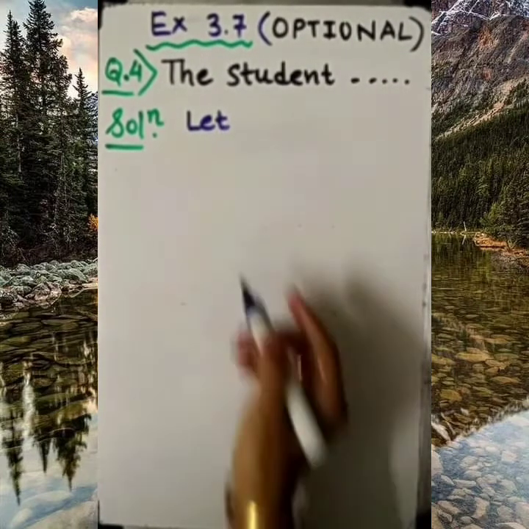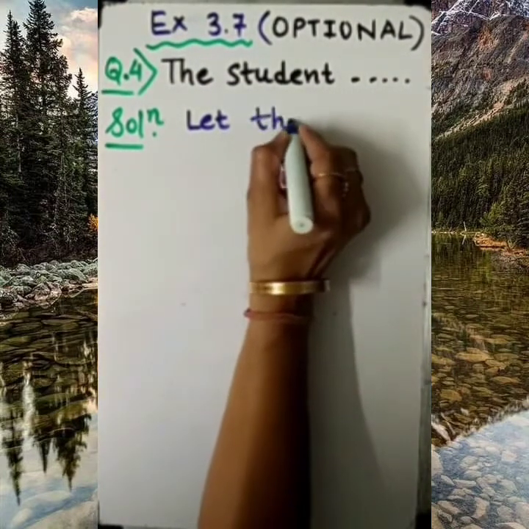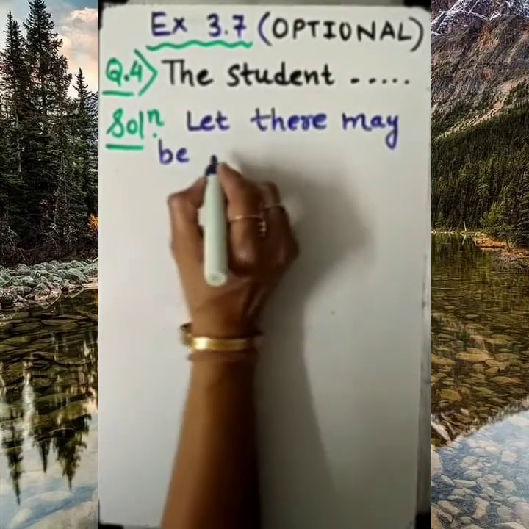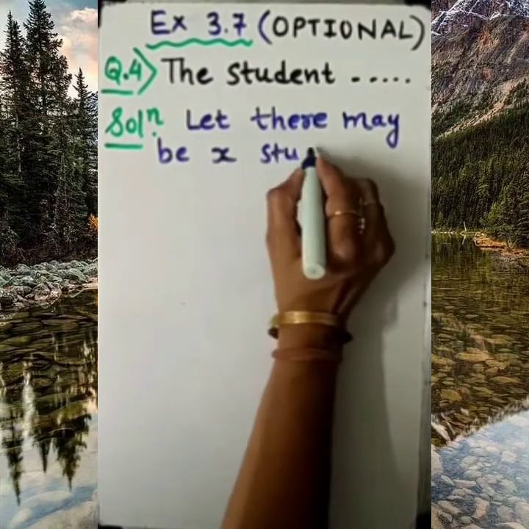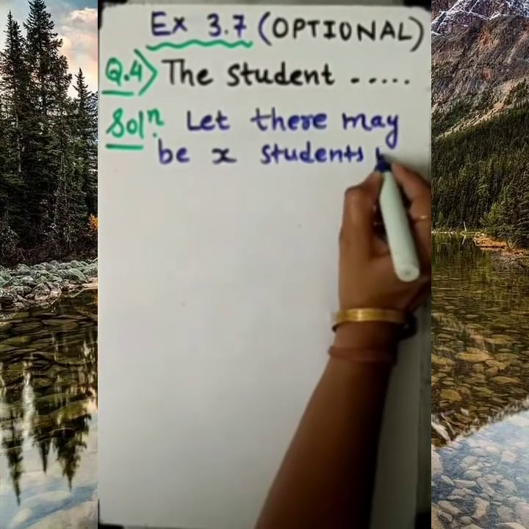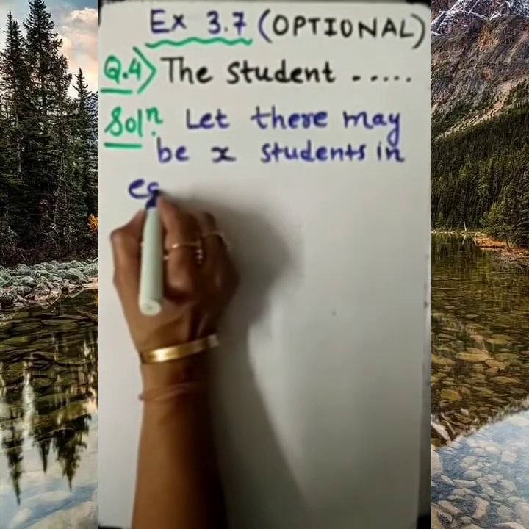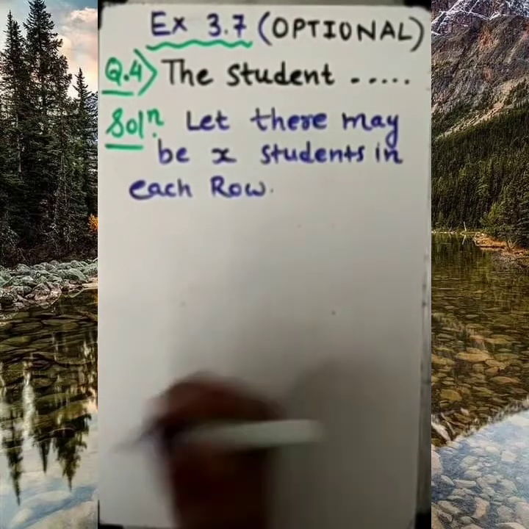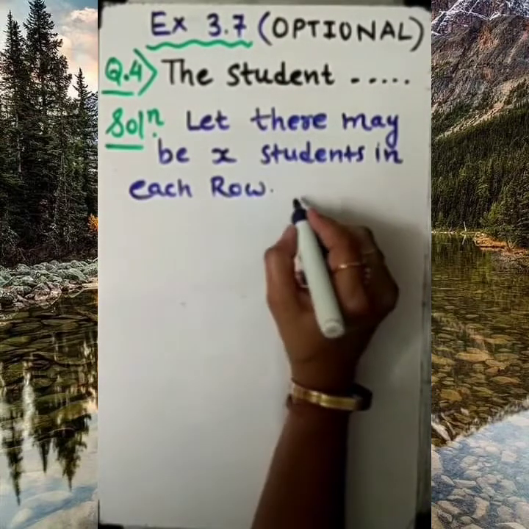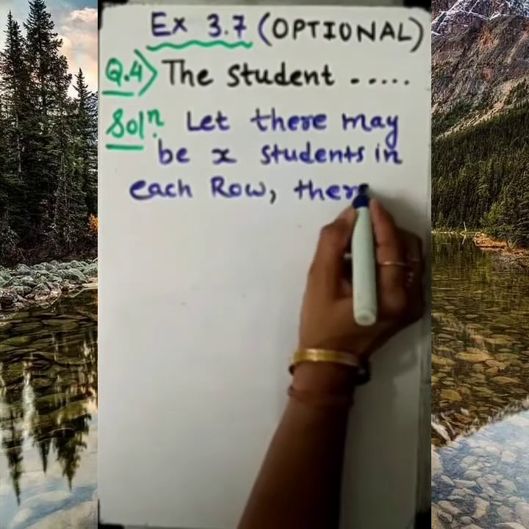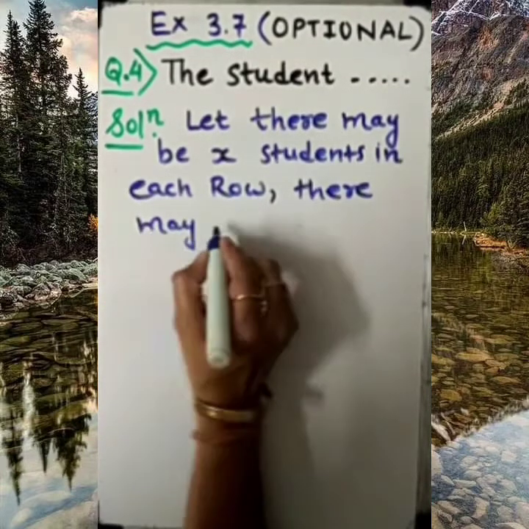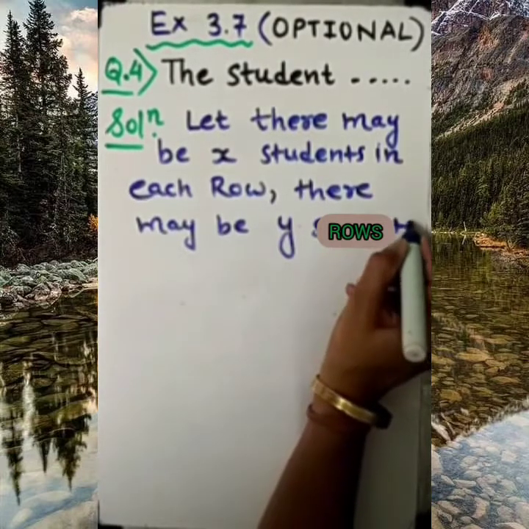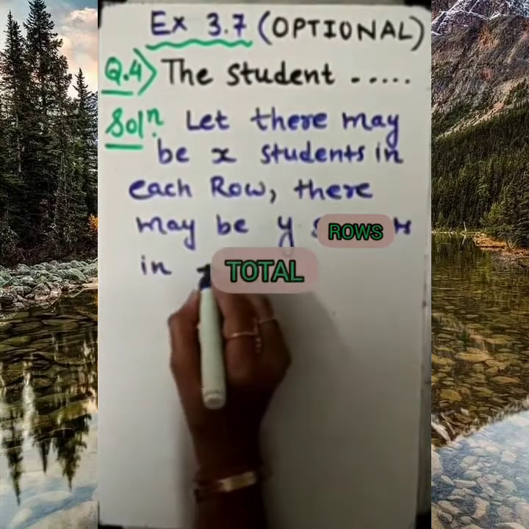Let there be x students in each row, right? In each row. And according to the question, let there be y students, number of students y in each column.